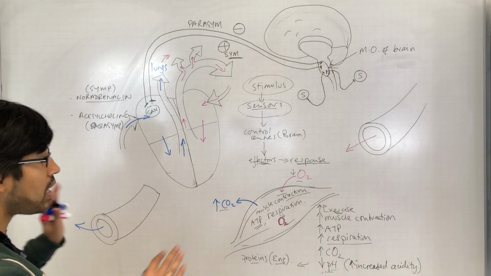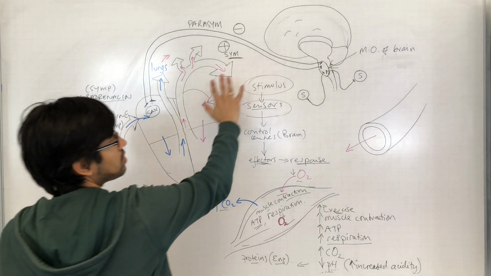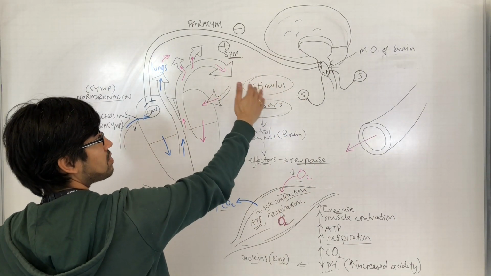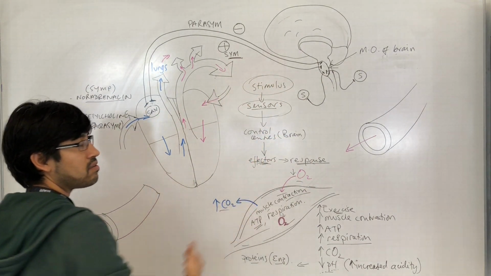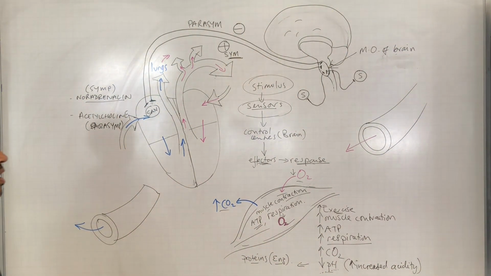So I hope that this is now making sense. Remember, this central concept of stimulus, sensor, control center, and effector is important, and it repeats multiple times. There are many different examples of that in the A-level biology course.